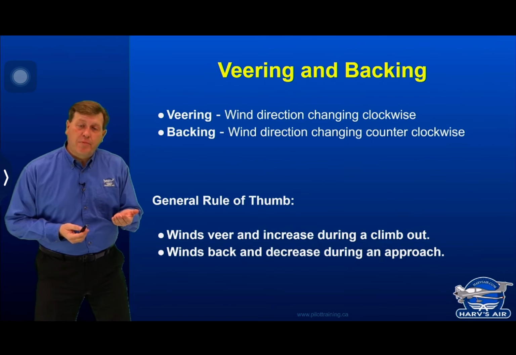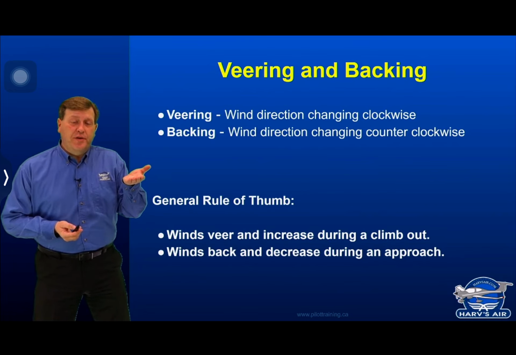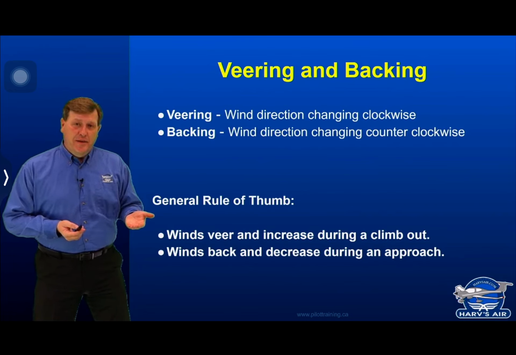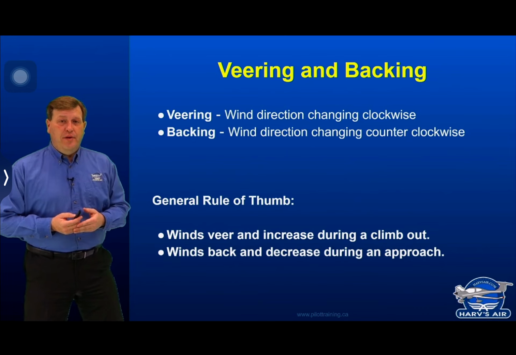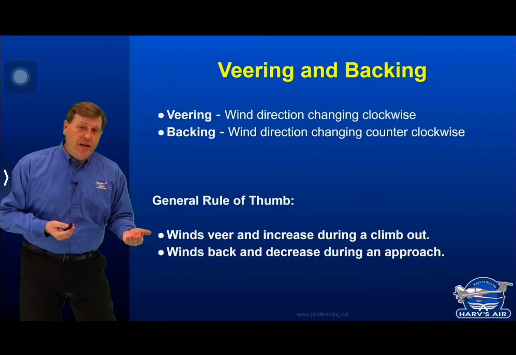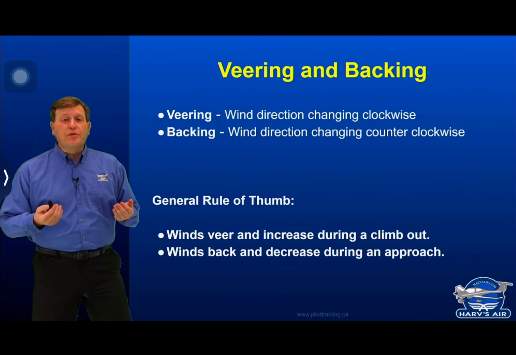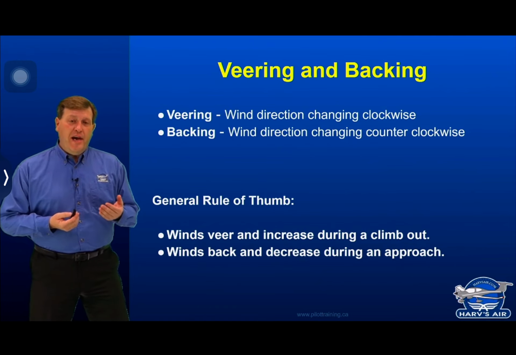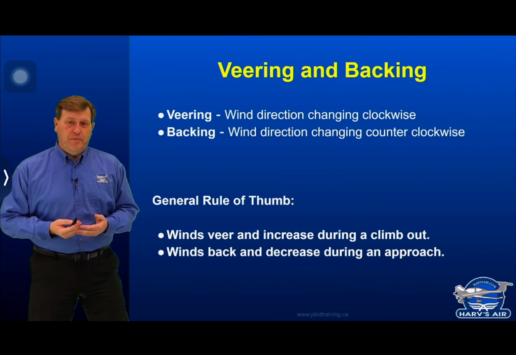So if I'm in an airplane at a high altitude and I descend, let's say at that high altitude the wind was 320. As I descend, I notice that the winds at the surface are from 270. That is an example of backing.